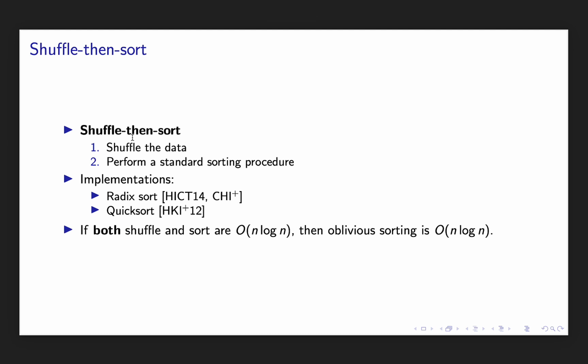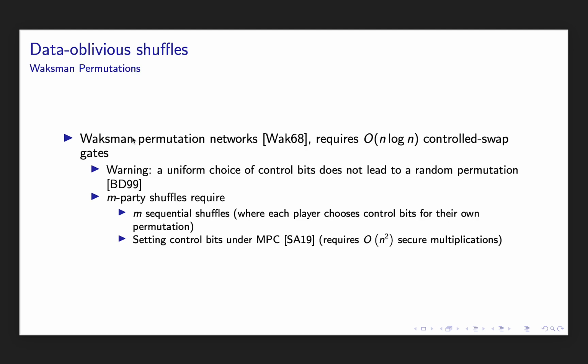And if both the shuffle and the sorting procedure are order of n log n, then the oblivious sorting procedure is also order of n log n, which is asymptotically superior to using Batcher's sorting network and is practically superior to using the AKS sorting network, because the constants in this case are fairly small. But in order to use the shuffle then sort paradigm, you first need a data-oblivious shuffle.